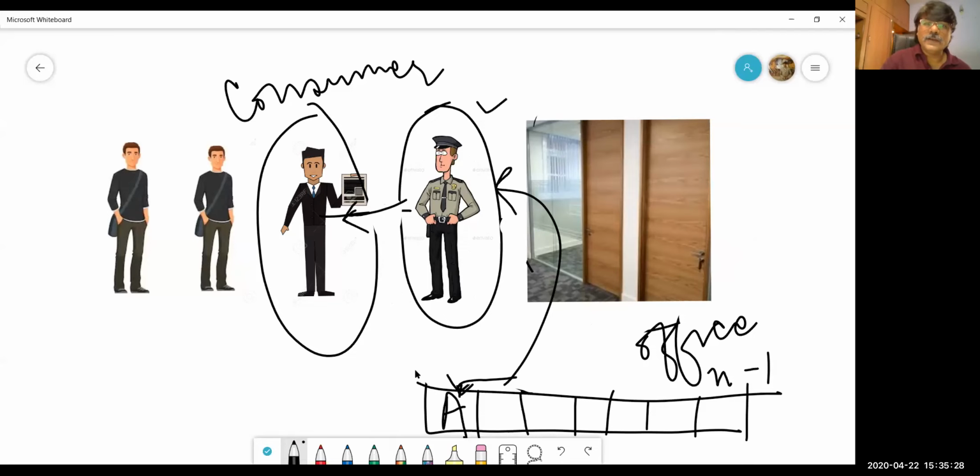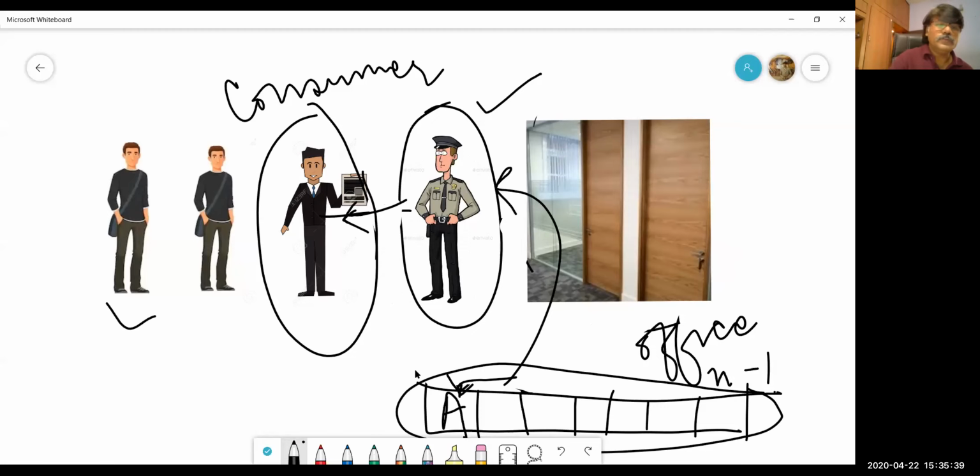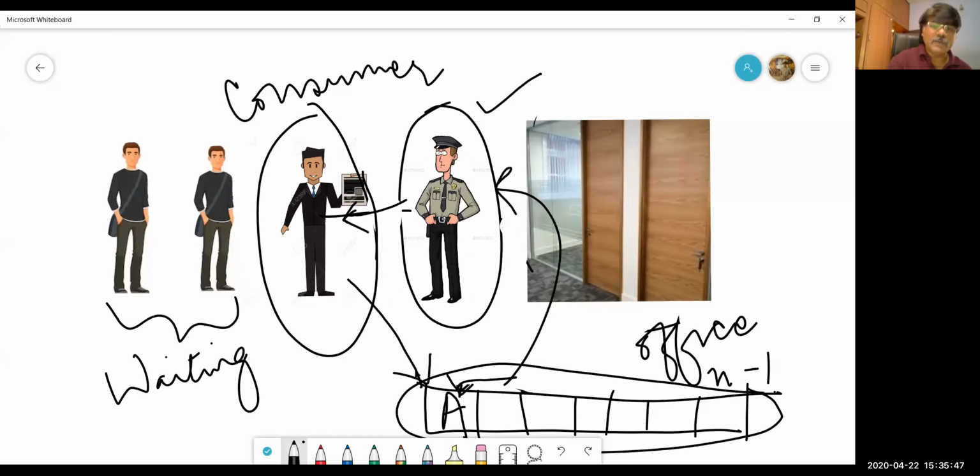This person, that is a security guard here, is allowing only one person to deal with this buffer. The others should be waiting, like semaphores. But the difference between semaphores and monitors is that in semaphores, the person can directly perform operations on the buffer. Only one person can perform operation directly on the buffer.